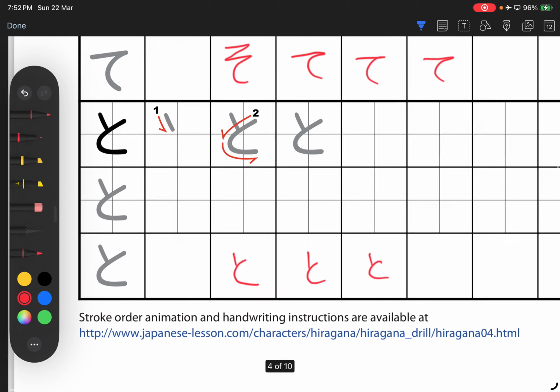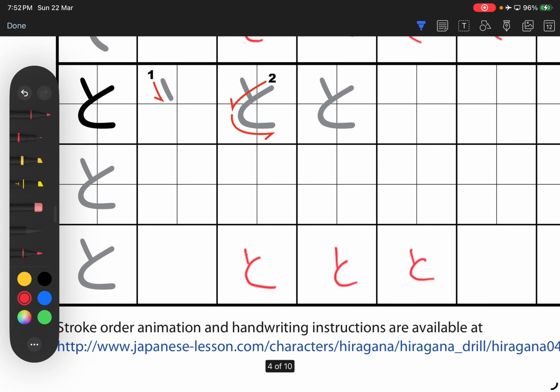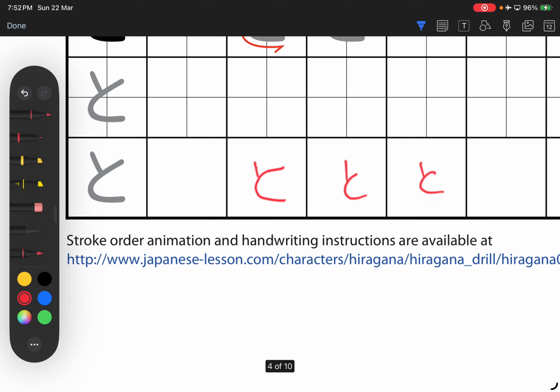Disclaimer again, I'm not a calligraphy master, so my strokes might not be right, my shape might not be right. I'm just sharing with you the easiest way, the most common way, the fastest way to write. Yeah. If you intend to pursue professional writing, hiragana writing, then please don't come to me.